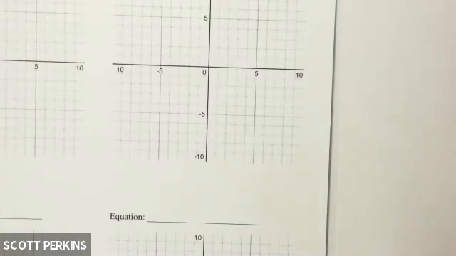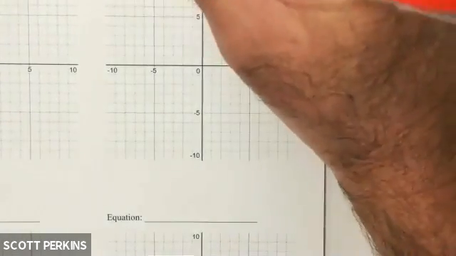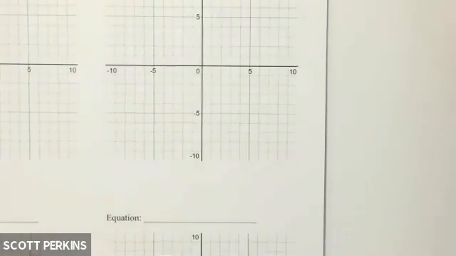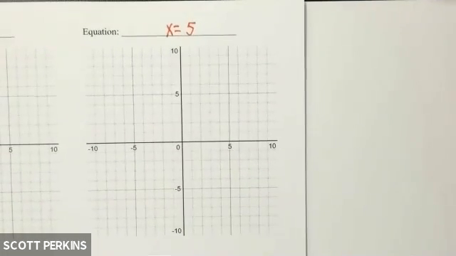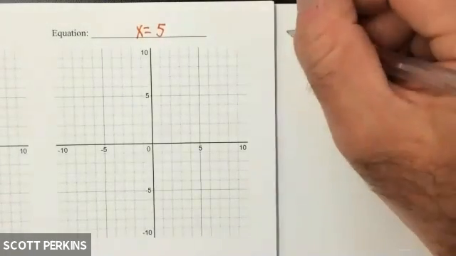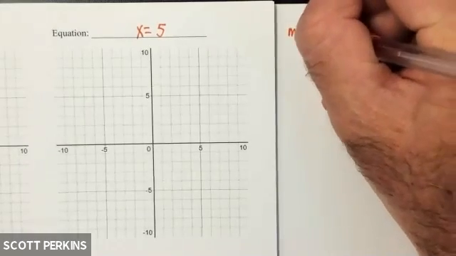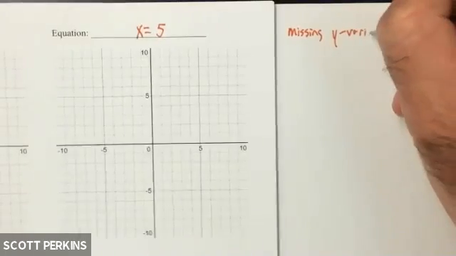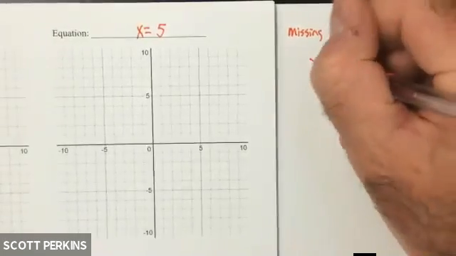Well, let's say that the other variable is missing. Let's say that I have x is equal to, let's say 5. Whoops, you can't see that. There it is. That's better. Let's say I have x equal to 5. So this time there is a missing y variable. I'm going to make a little table.